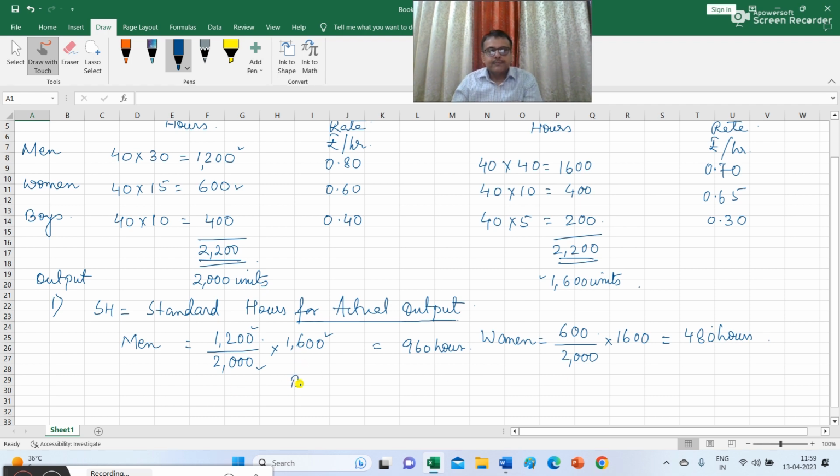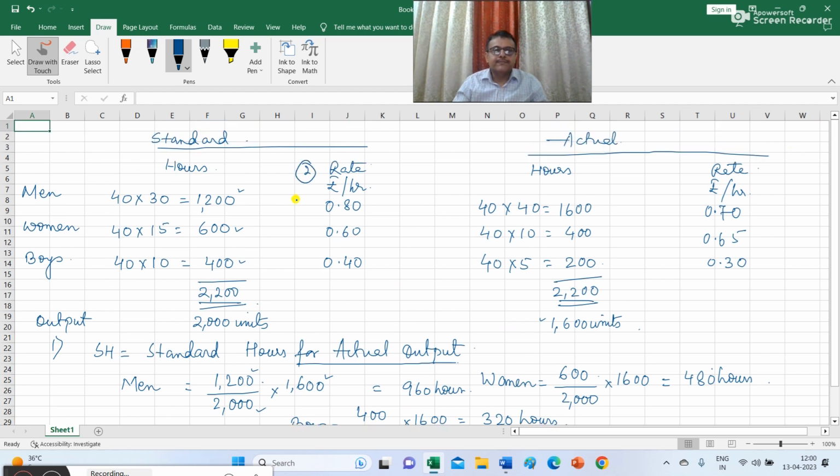And for boys, standard hour of boys is 400 divided by 2000 multiplied with 1600. So 400 is the standard hours for 2000 units of production. Then for 1600 units of production, it is required 320 hours of boys. So the first parameter, that is standard hour, I have written here, and I have calculated for men, women, and boys.